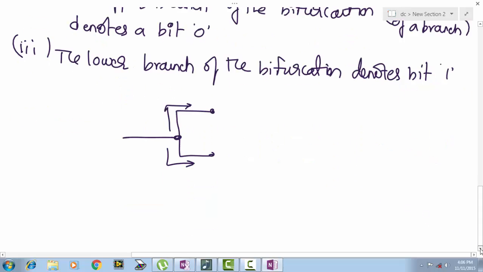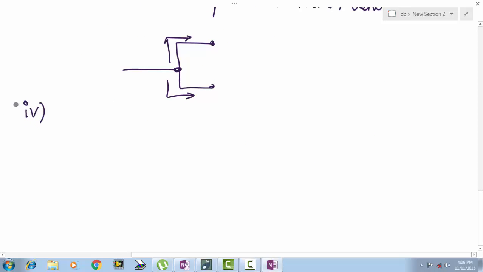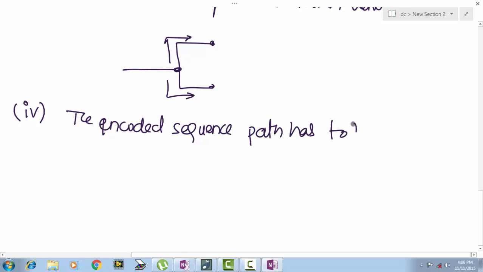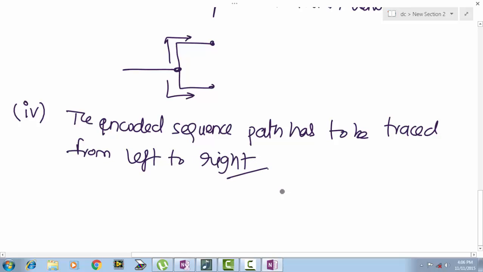Okay. Next, fourth point. If you want to encode a sequence, you have to trace the path on the code tree from left to right. Okay. So after forming the code tree, if you want to encode the given message sequence, we have to trace the path from left to right. Okay, so these points have to be remembered while drawing a code tree.